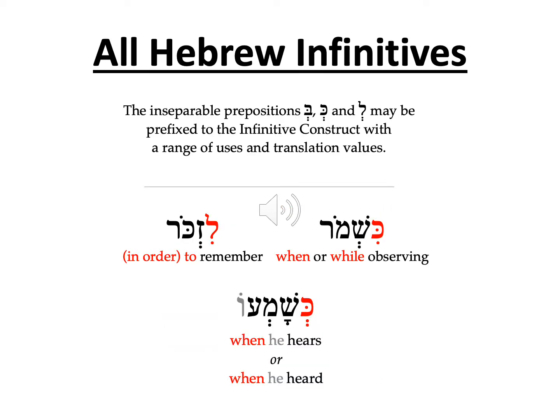The infinitive construct in all stems is also able to take prepositions. These prepositional prefixes have various meanings and usages, and will have to be determined by context. The most common is to put lamed on the front of the word amar, giving us lemor, meaning to say, which is used almost like a quotation mark in the Hebrew text. But you can also attach kaf and beit to the front of an infinitive.